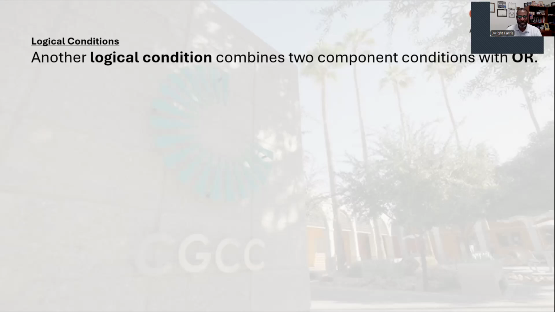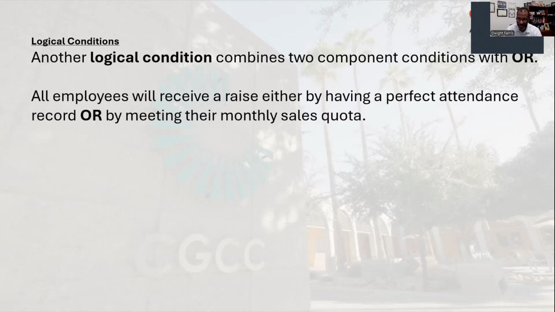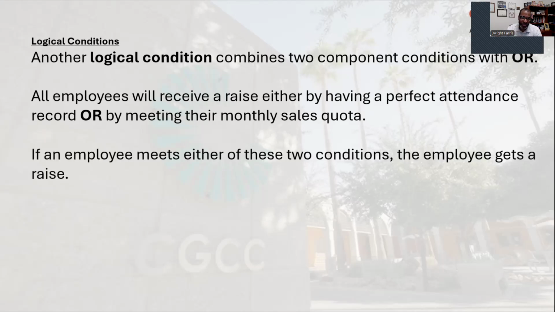Another logical condition combines two components with the or, and you probably have an intuition about what this means. Either one of the conditions is true or the other is true. For example, employees will receive a raise either by having perfect attendance or by meeting their monthly sales quota. So if an employee meets either of these two conditions, the employee gets a raise. So the or condition in your logic table, one or the other condition is true.